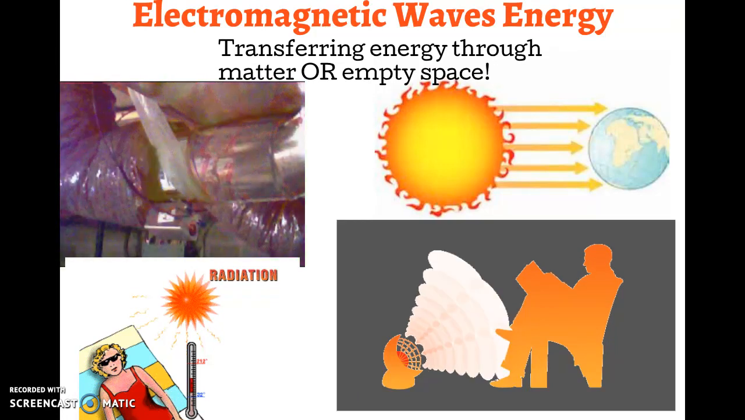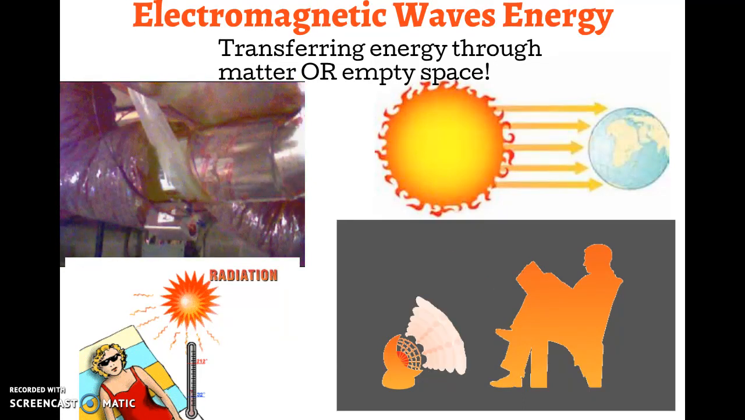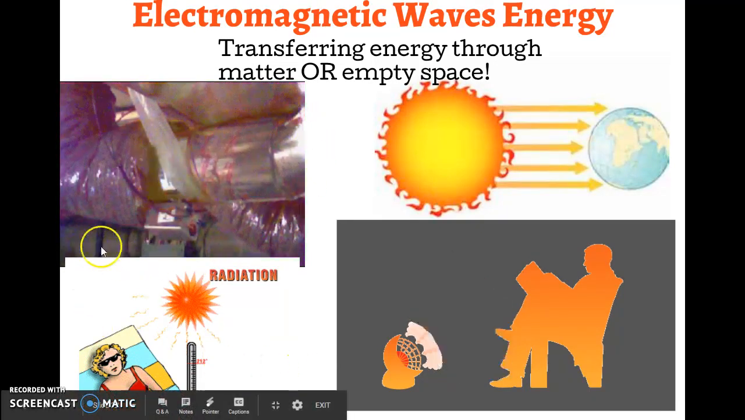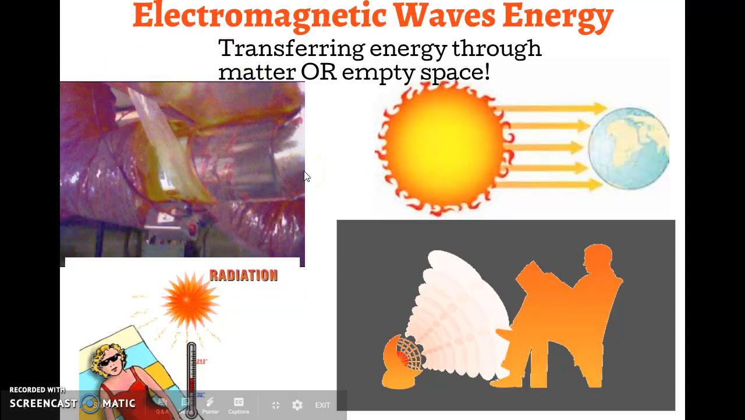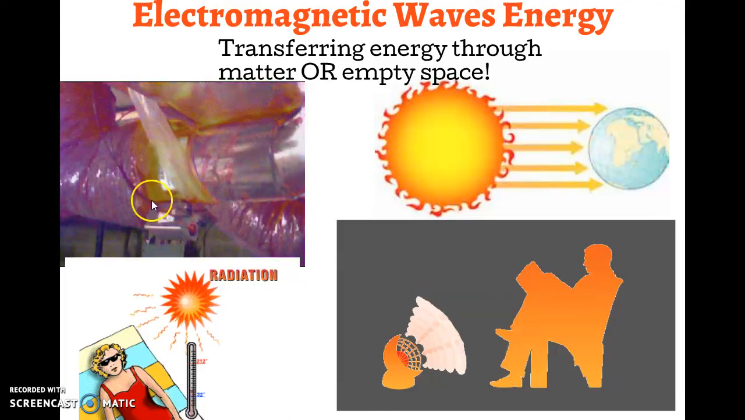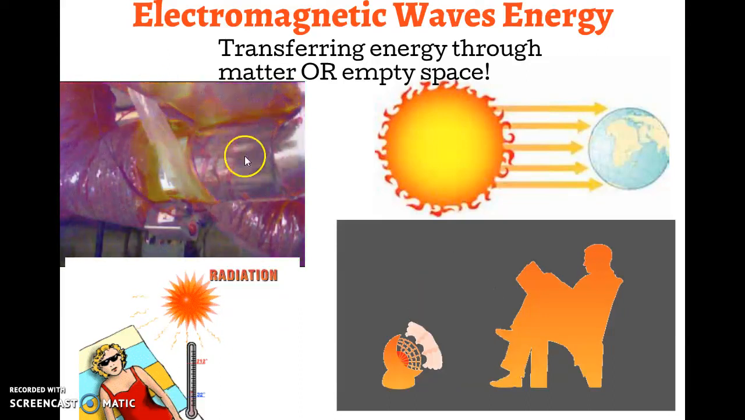The heat is moving through the air to us without us having to come into contact with it. You can't really see electromagnetic waves except with infrared imaging. So here up in the top left corner, we have a picture of a heating duct, and when it is shown under infrared imaging, we can see the heat coming off of it, especially in certain areas.